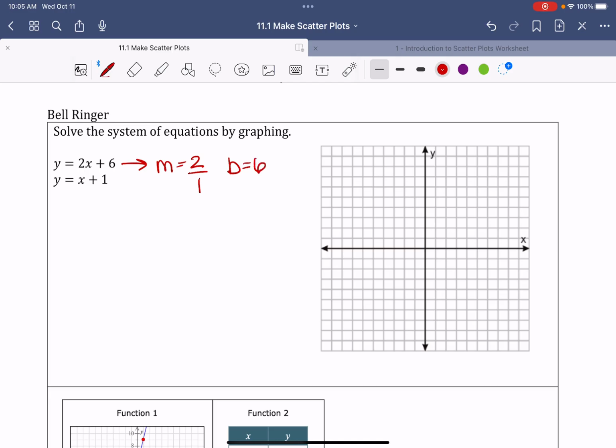So I'm going to start at 6 on the graph. And then I will need to go up 2 and over 1. And then I'm also going to go down 2 and left 1, just so I can get a straighter line. Okay, I'm going to connect those dots.